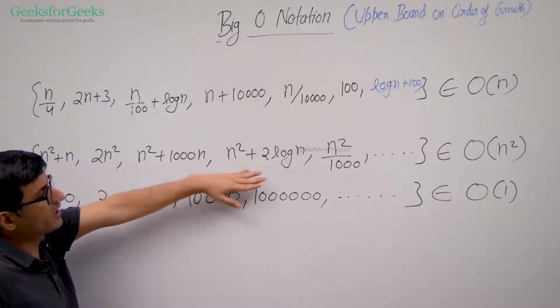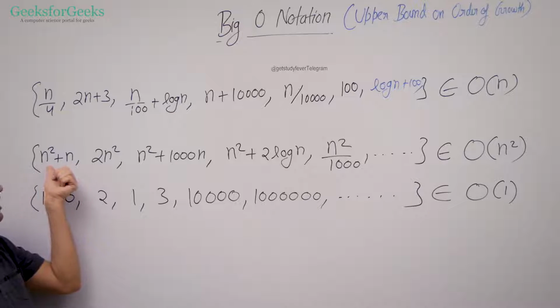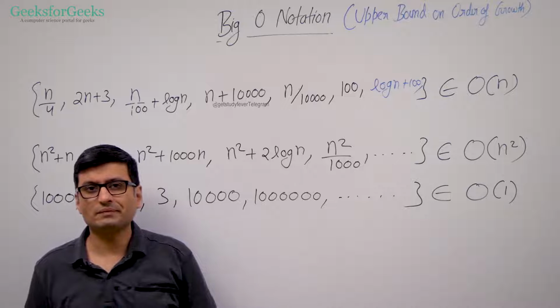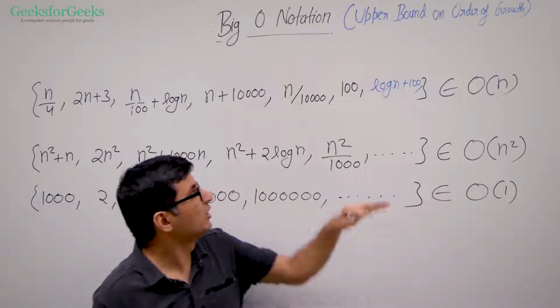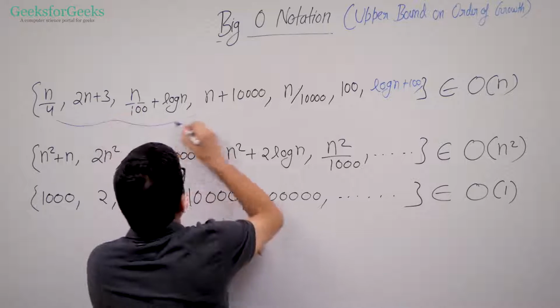Let's see the functions that come under big O of n square. So if you see all these functions, they have highest growing term as n square. So they all come under big O of n square. And mathematically we can say all the functions which are written here, they also come under big O of n square.